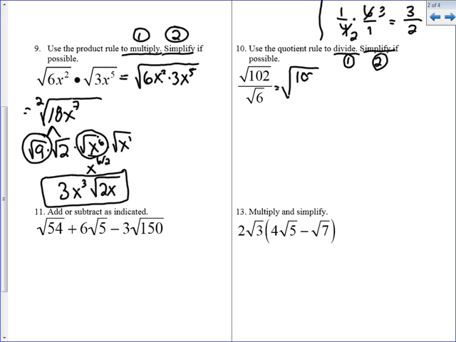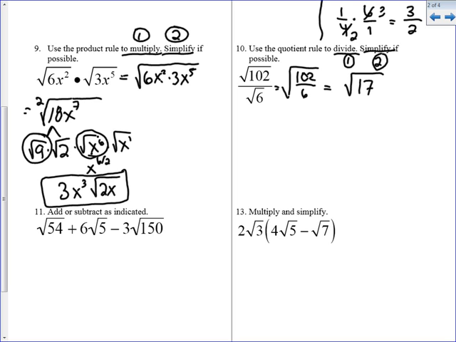I can do the 102 divided by 6. That's the divide part of the directions. And grab a calculator, 17. So divide. You can divide radicals just like you can multiply them. Those rules are very similar. Second part of the directions, simplify. So 17 is not a perfect square. If I look at my list of perfect squares, do any of them evenly divide into 17?